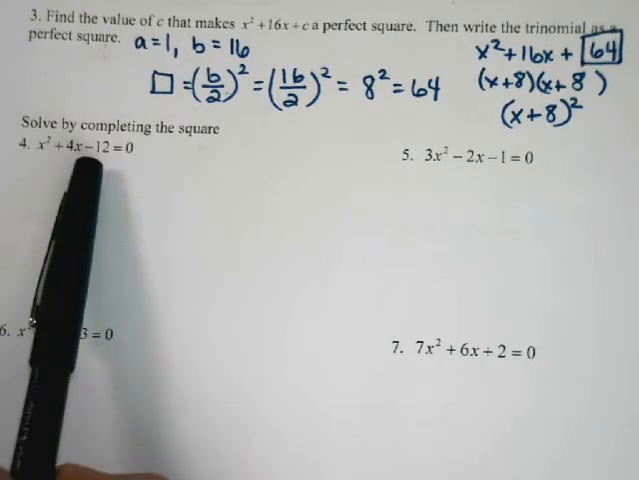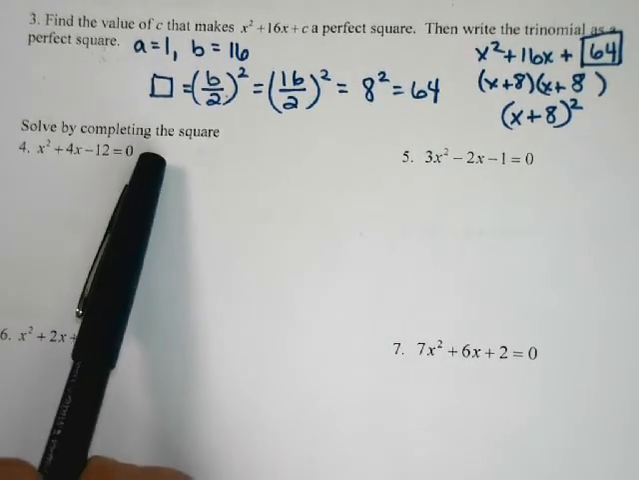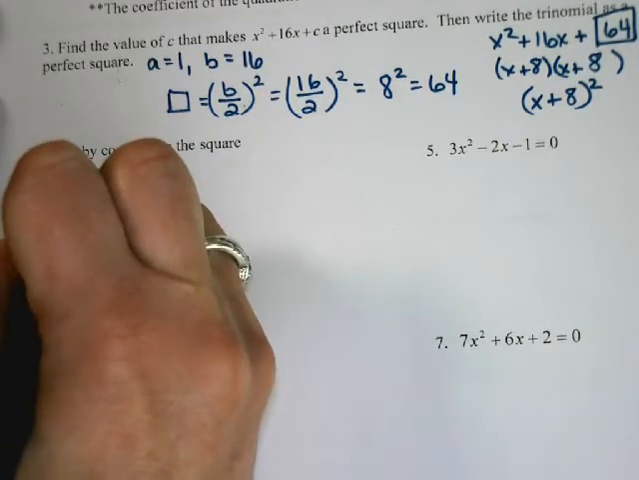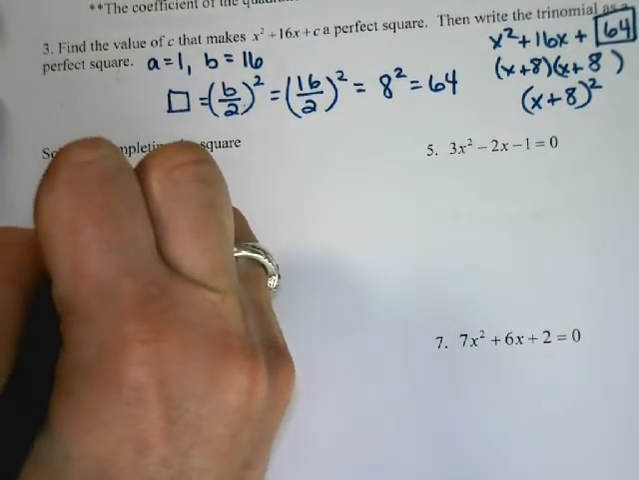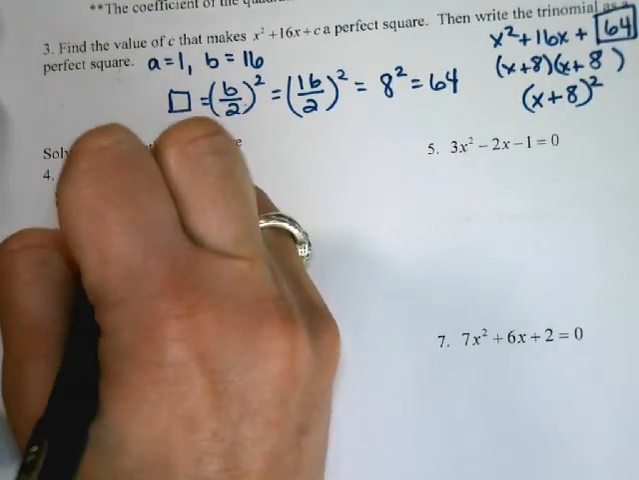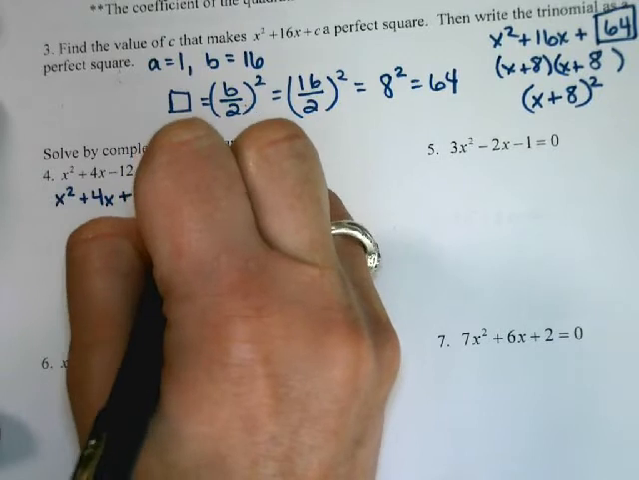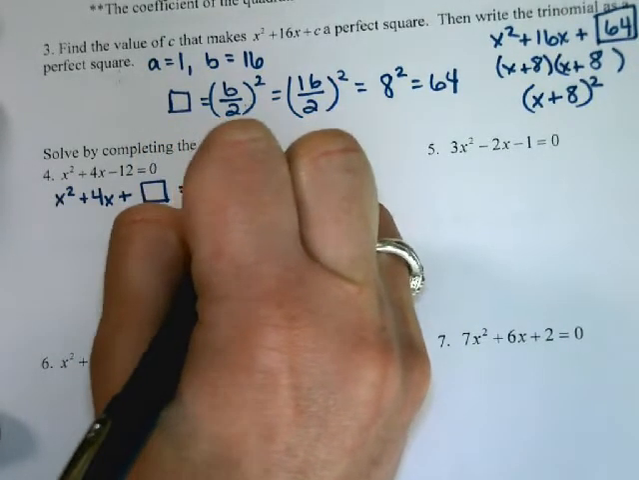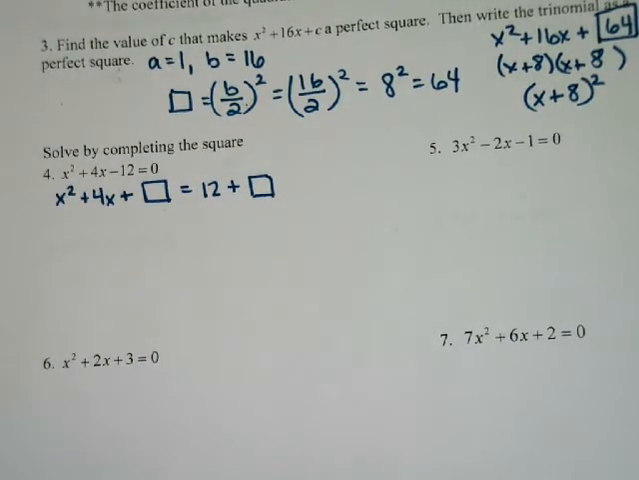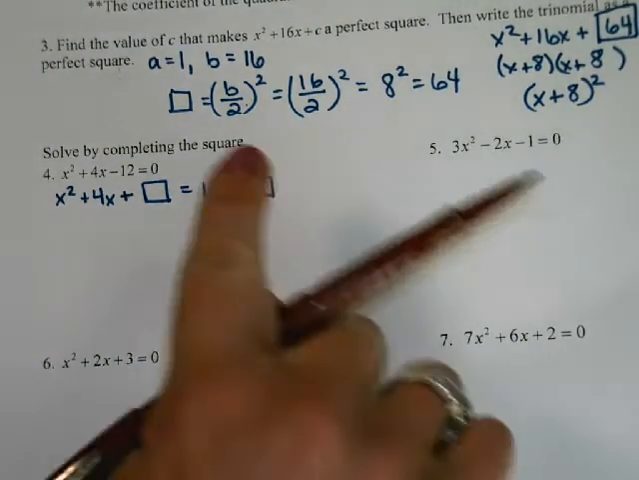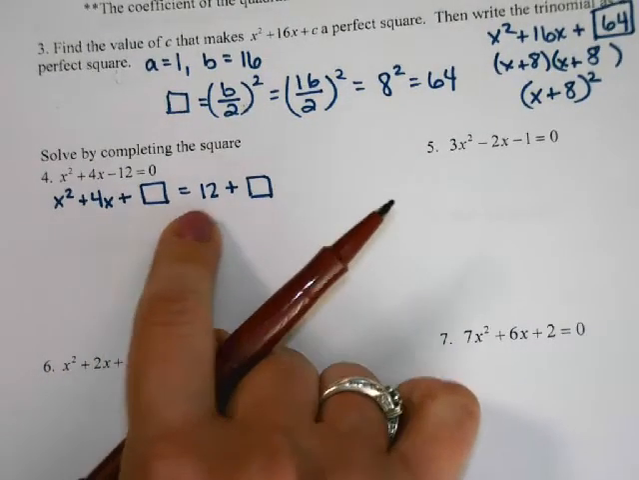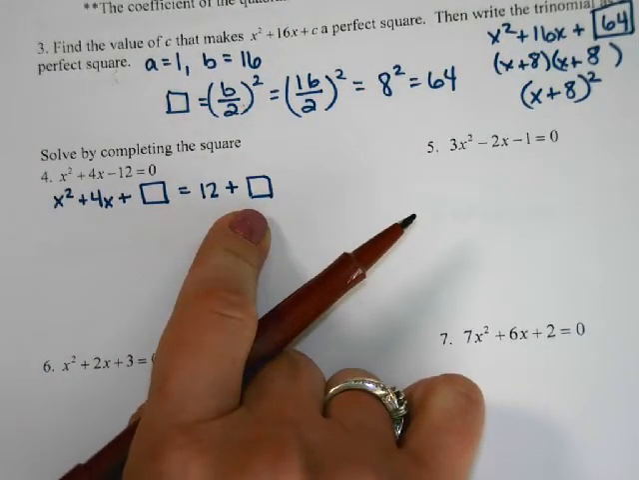So what I'm going to do is I'm going to move my 12 to the other side. So I have x squared plus 4x. Now I'm going to end up adding a box so that he does. I'm going to add something to him so that he does factor out nicely into a perfect square. So I'm going to put a box on each side, because if I'm going to add something to this left side of the equal sign to preserve equality, I have to add it to the right hand side.